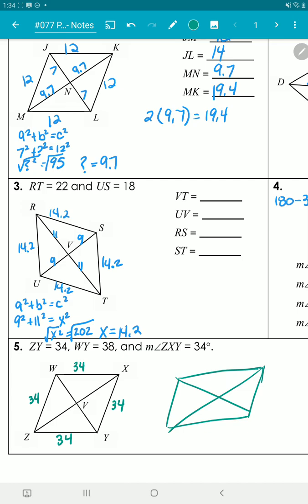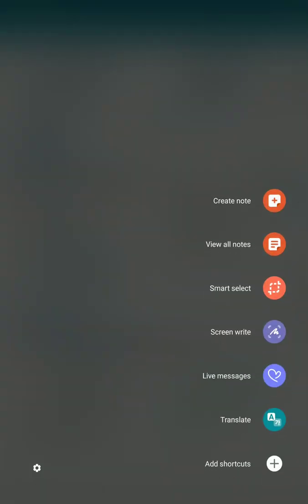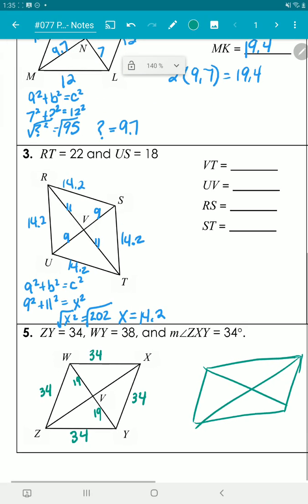WY, so the whole thing here is 38, which means half of it would be 19. So this one's from W to Y, so that's the wrong one. From WY here is 38, so each of these are going to be 19. Okay, and then if we want to solve for this one, which we do, we have to do the Pythagorean Theorem because we see that that one is the one we're looking for.